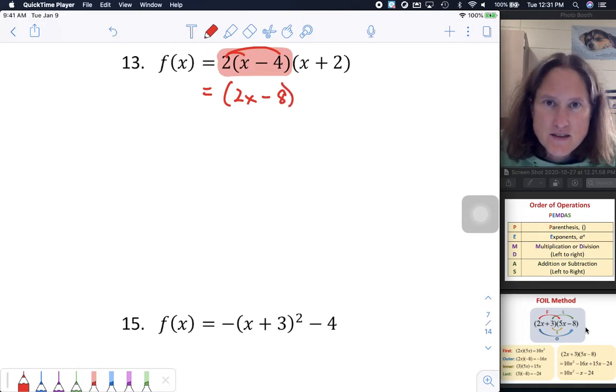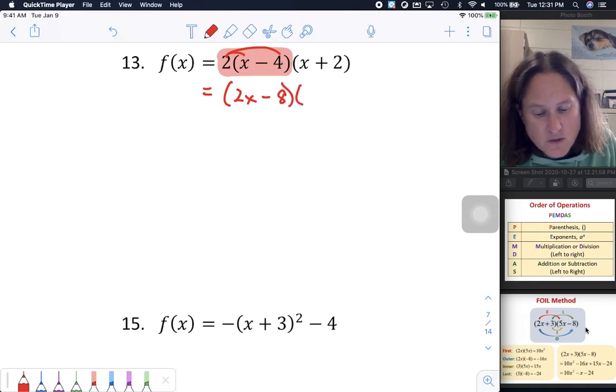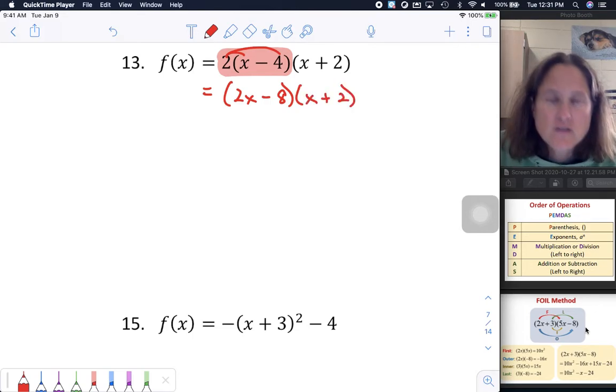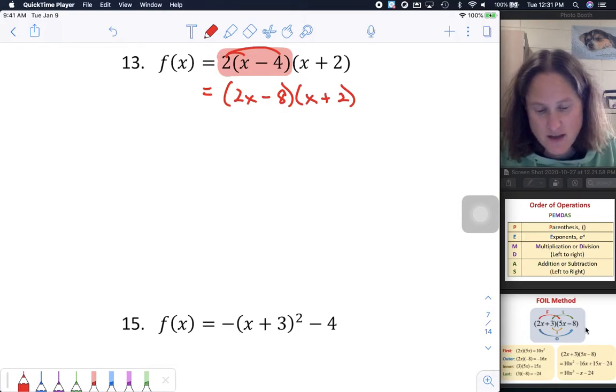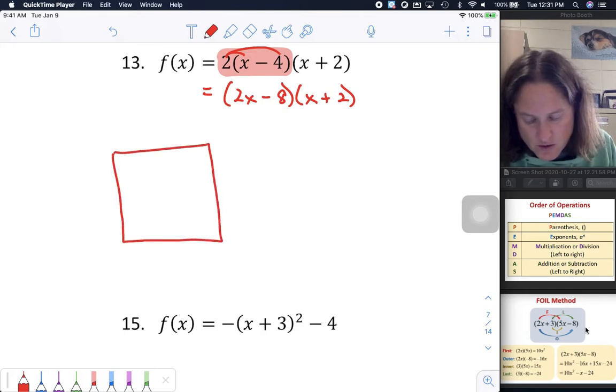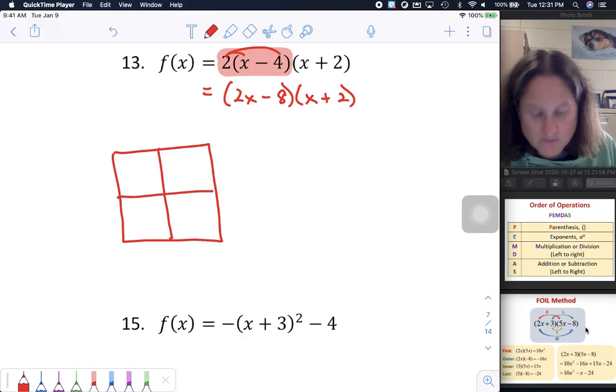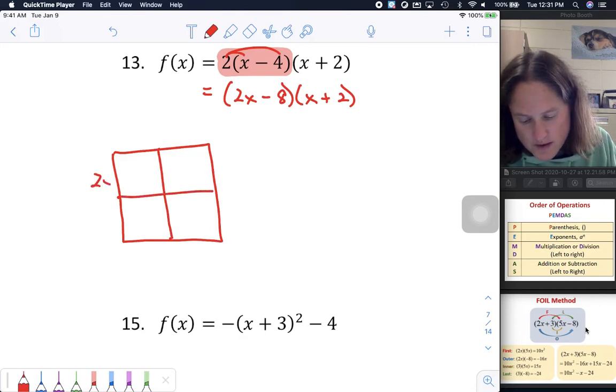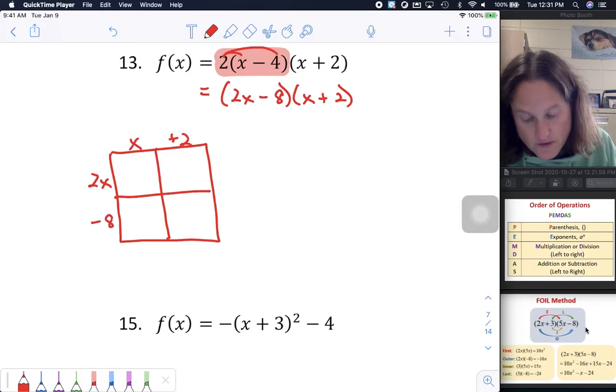That still has to stay in parentheses because I still need to multiply that whole thing, that whole binomial it's called, times the second set of parentheses, which is another binomial. So if you want to use FOIL, give it a shot. If you want to use the box method, give it a shot. It does not matter. But regardless, let me go ahead and show you the box method again just to make sure you understand that. So 2x and negative 8 on one side, x and plus 2 on the other side.